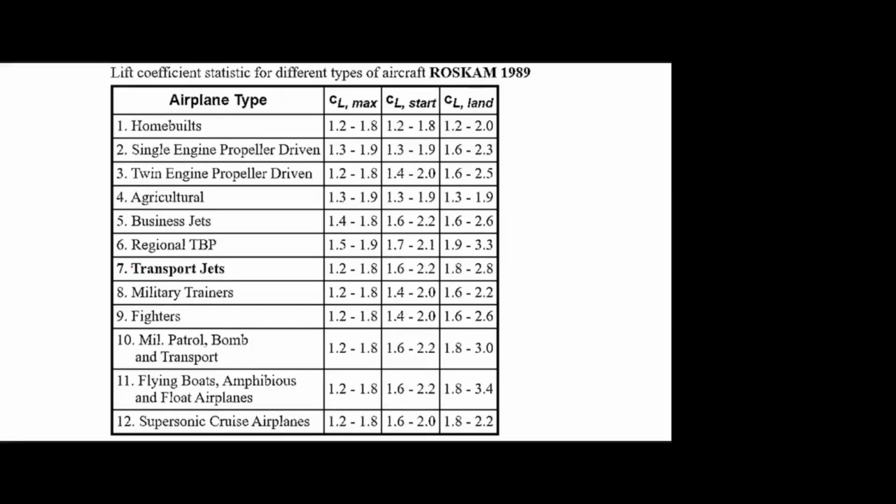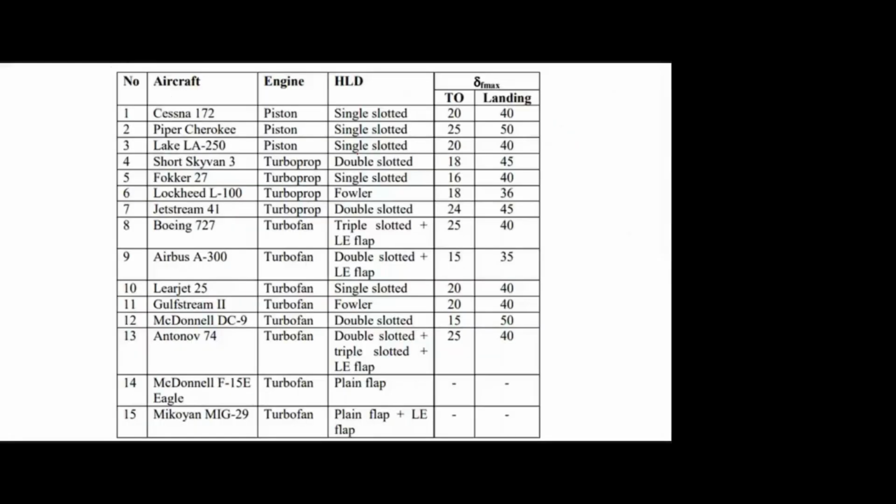And here they explain, for example, a transport jet. If you take the normal airfoil, maximum it can produce only 1.8 CL. But here this is takeoff, this is landing. Normally, compared to takeoff, the landing deflection angle will be more. Another table, yeah. You can see almost all the commercial aircraft are using single slotted or double slotted. The smaller aircraft use plain flap. Only these three will be mostly used. And compared to takeoff, in landing we are deflecting that flap to the maximum angle.